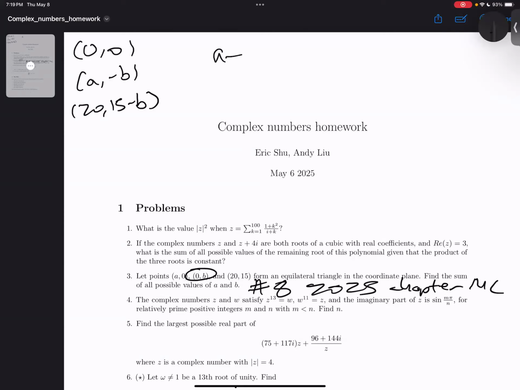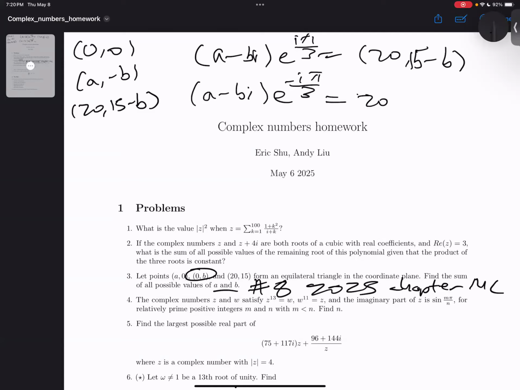So we either have a minus bi when rotated by e to the i pi over 3 is equal to 20, 15 minus b. Wait, one second, there's a little typo here that's just annoying me. There we go. But since we're not given that a, b are positive integers, we also have a minus bi rotated by e to the negative i pi over 3, and that is also equal to 20, 15 minus b.